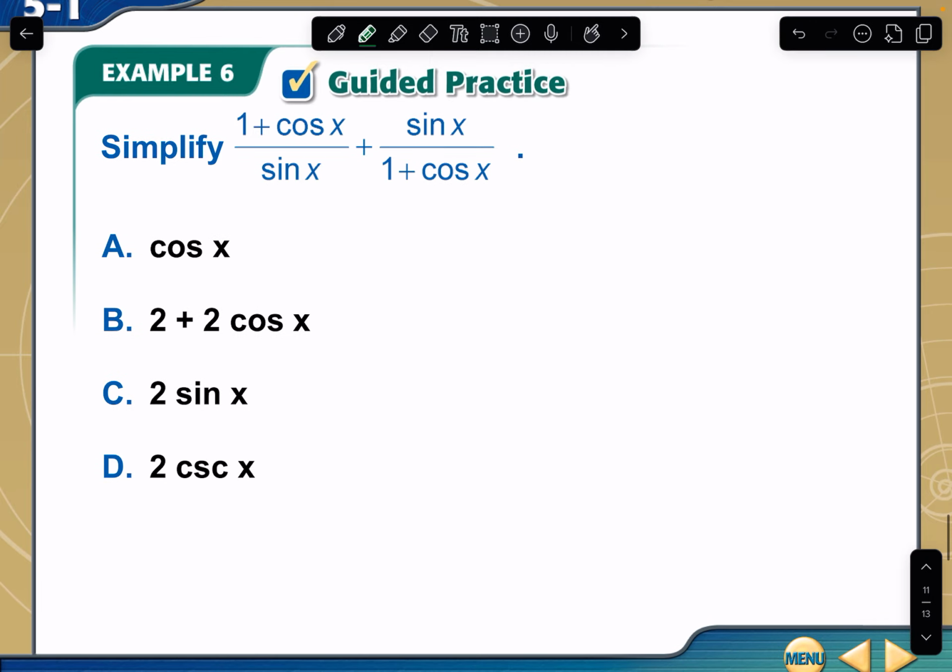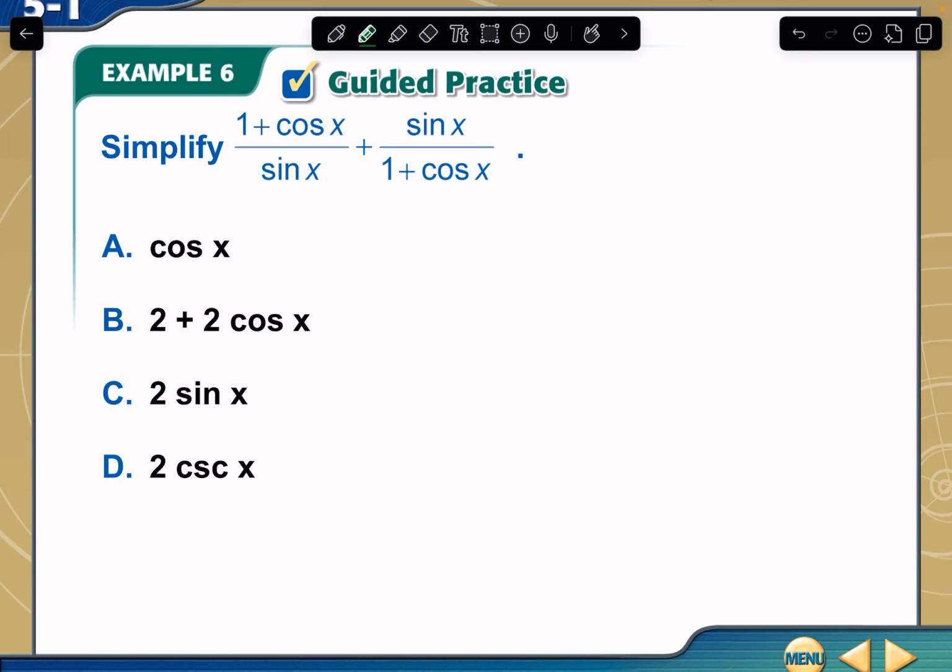So, moving along to example 6. Sorry, this is probably the example that most of you are going to like the least.